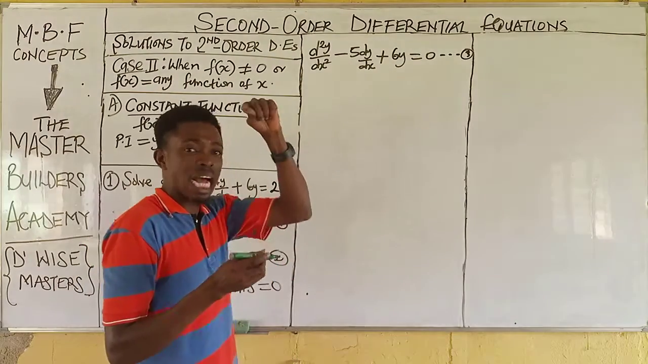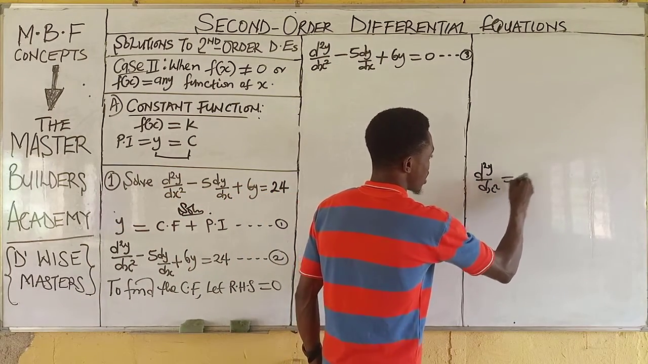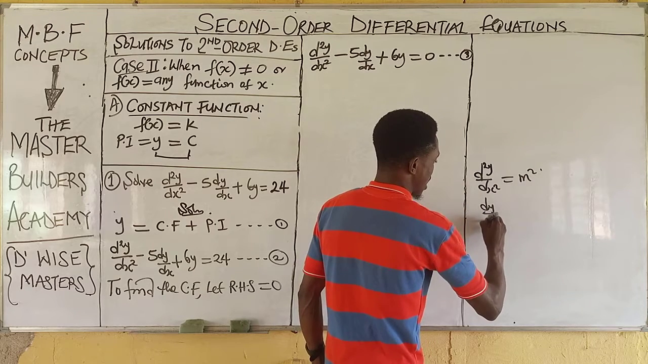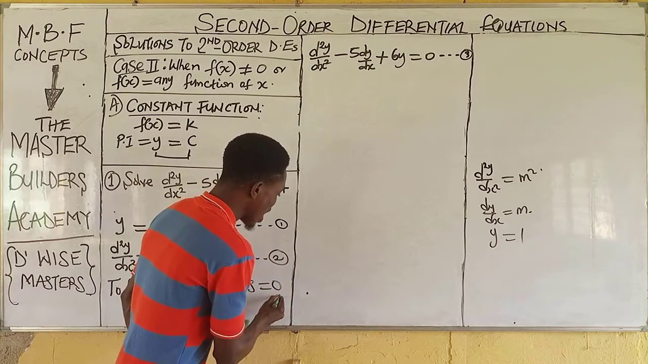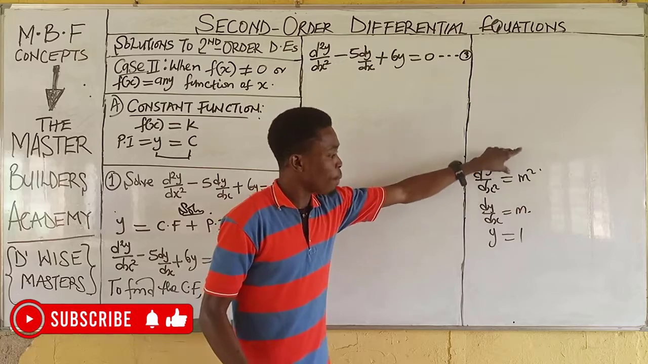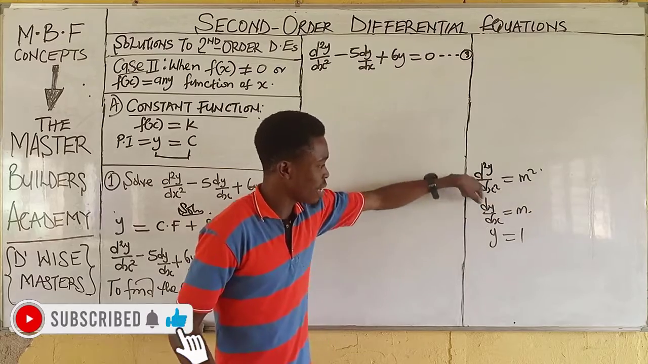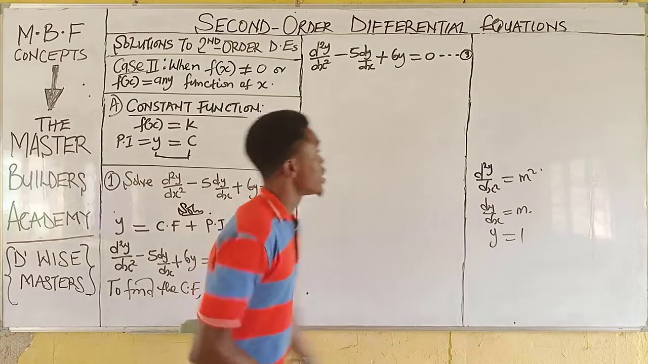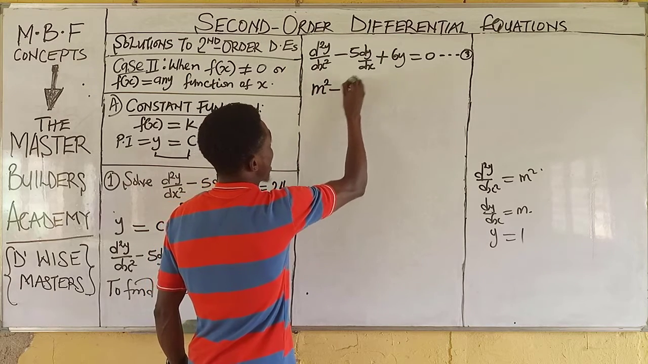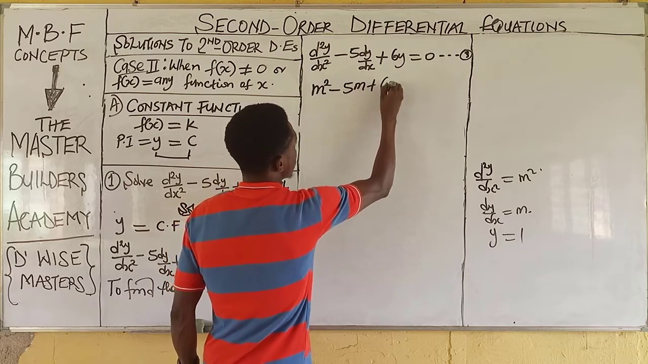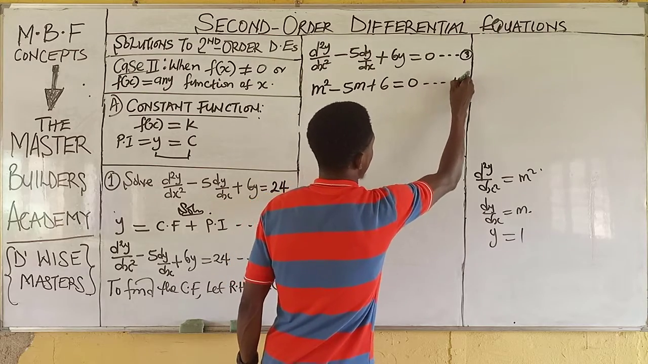And from the understanding that we had in our previous lesson, we said that d squared y over dx squared is equal to m squared, dy over dx is equal to m, and y is equivalent to 1. So anytime you want to deduce the auxiliary equation from the given equation, you replace this with this, this with this, and this with this. Therefore, if you do that, everything here has turned to m squared minus 5 multiplied by m, then 6 multiplied by 1, which is 6, equal to 0. This has given us equation 4.